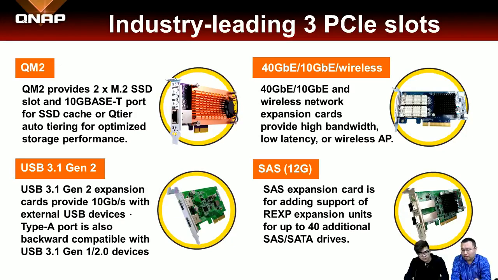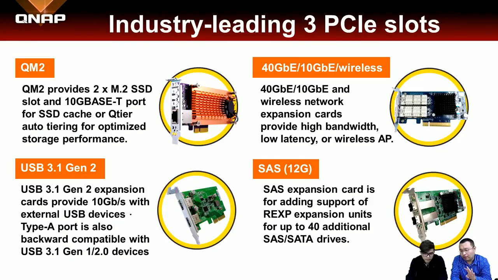Okay, on the bottom right will be the expansion. Even though this device is already huge, with large capacity, if someday you run out of capacity, there are many ways to expand the NAS capacity. One way is to install a SAS card. QNAP has a SAS card with the part number SAS-12G2E.